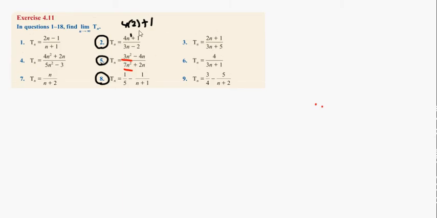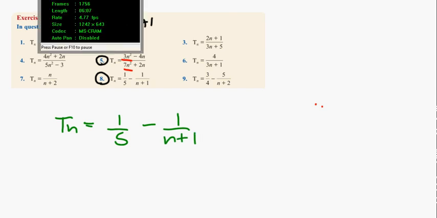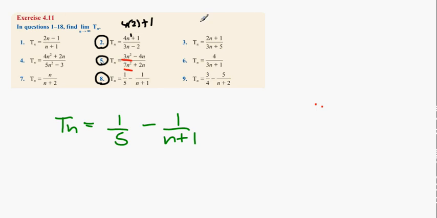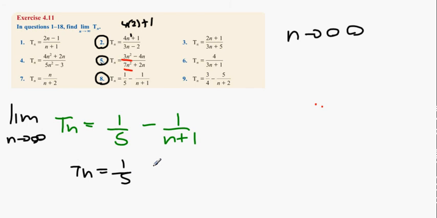Moving on from there, we've got question 8. In question 8, Tn equals 1/5 minus 1 over n plus 1. In this question, there's not really much to do. As n approaches infinity, this value here is going to approach 0 because the denominator is going to become so big. So we're going to end up with Tn equals 1/5 minus 1 over infinity plus 1.